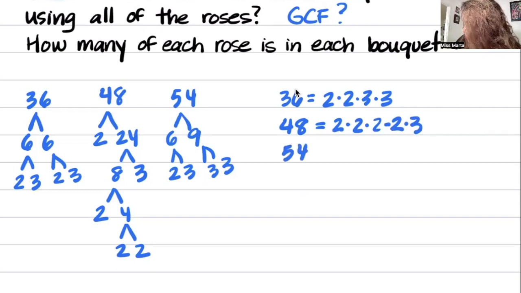54 equals, I can see it's 1 2 and 3 threes. Is it 1 2 and 3 threes?